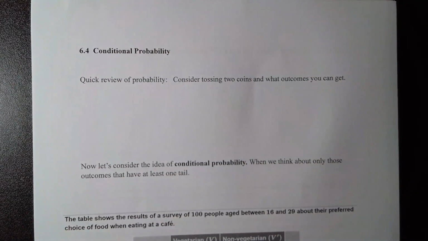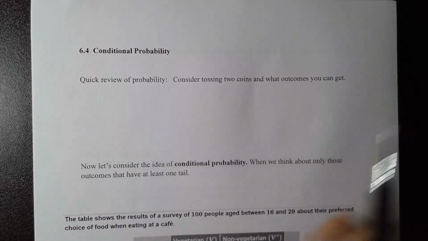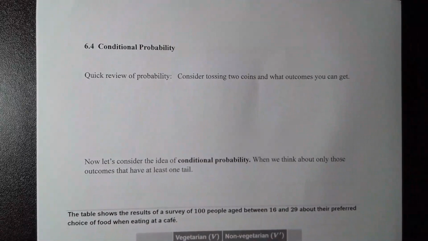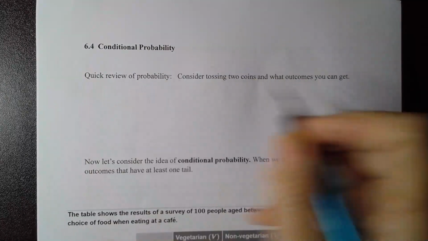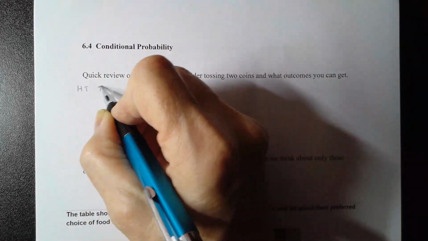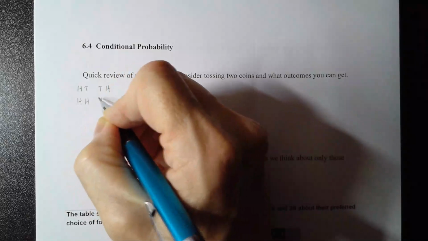This is a video for conditional probability. Let's do just a really quick review of probability. Let's consider tossing two coins and writing down the outcomes we can get. We could get a head and a tail, or a tail and a head. These two things are different. Or a head and a head, and a tail and a tail.